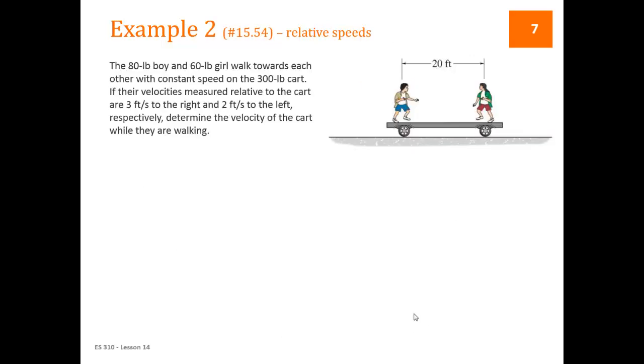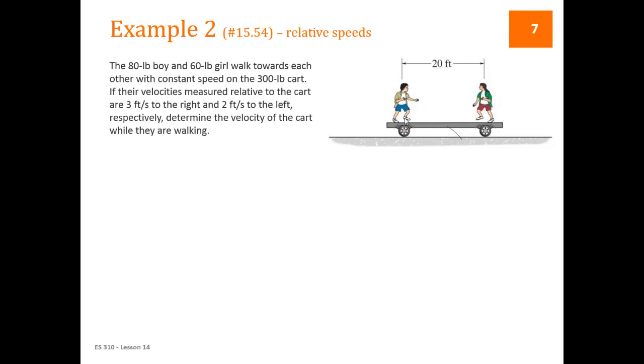Here's another example, and in this example, we're given information about relative speeds. So think back to our kinematics and how we deal with relative speeds, because we're going to have to deal with those in order to handle this problem. So what's happening here, we have a cart. Originally, everything is stationary, all right? And then the boy and the girl start walking towards each other.